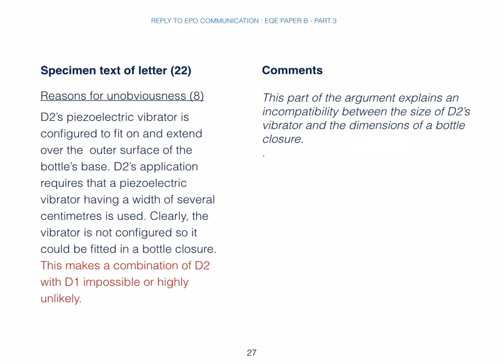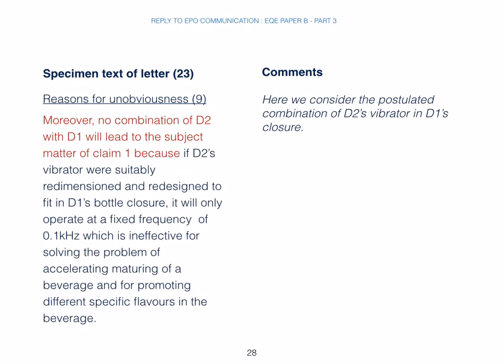D2's piezoelectric vibrator is configured to fit on and extend over the outer surface of the bottle's base. D2's application requires that a piezoelectric vibrator having a width of several centimeters is used. Clearly, the vibrator is not configured so it could be fitted in a bottle closure. This makes a combination of D2 with D1 impossible or highly unlikely. So here we have explained the incompatibility between the size of D2's vibrator and the dimensions of a bottleneck. And we continue over leaf.